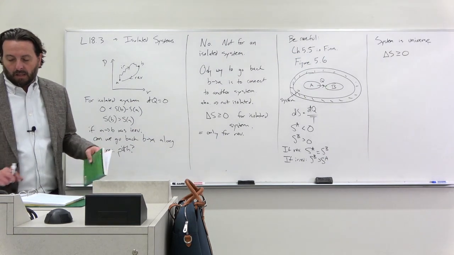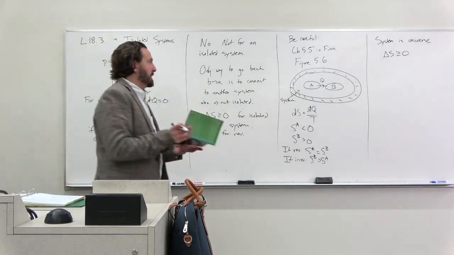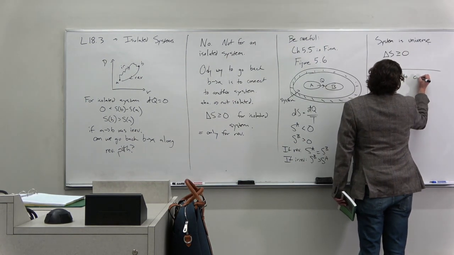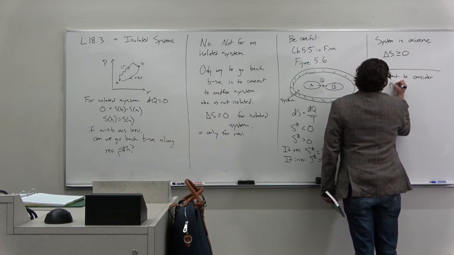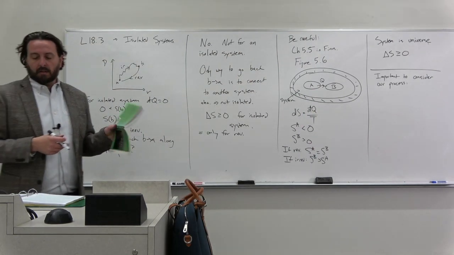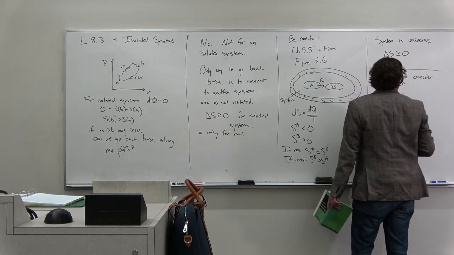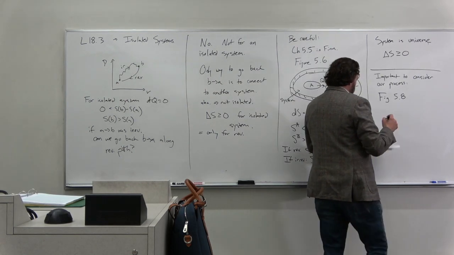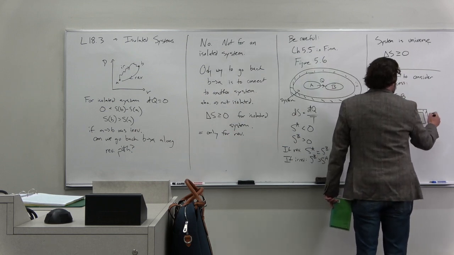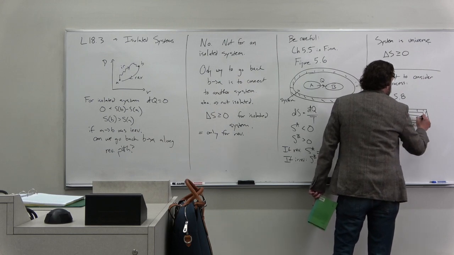Okay, so now changing topics just slightly. It's important to consider our process, and sometimes we have processes which seem like they're out of equilibrium. Figure 5.8 gives a good example of this. In this section, they discuss this, and I think it's really worth reading. Imagine again an isolated system. Now instead of having two objects, A and B, imagine one object, one bar, which is hot on one side and cold on the other side.